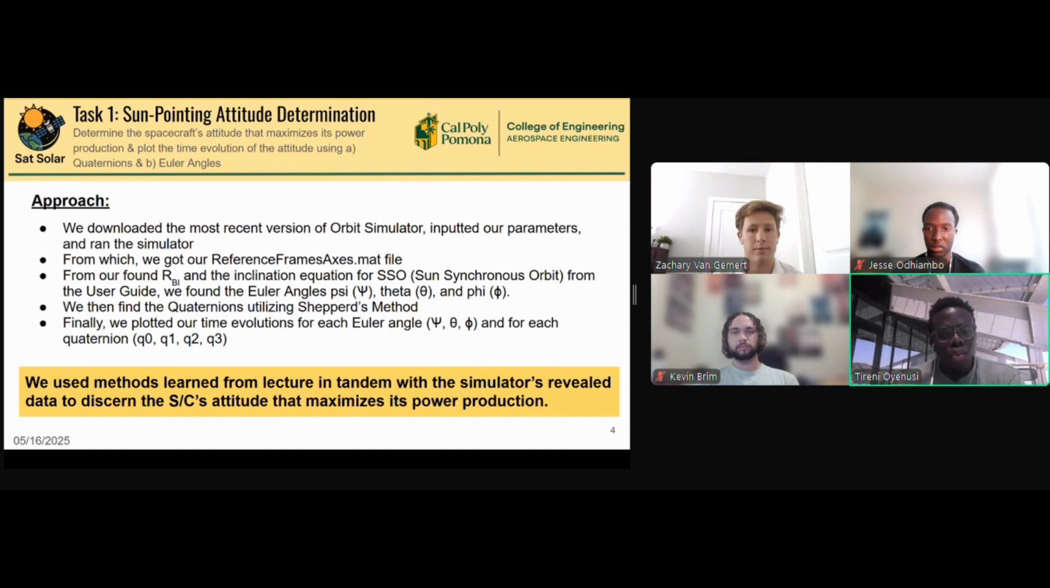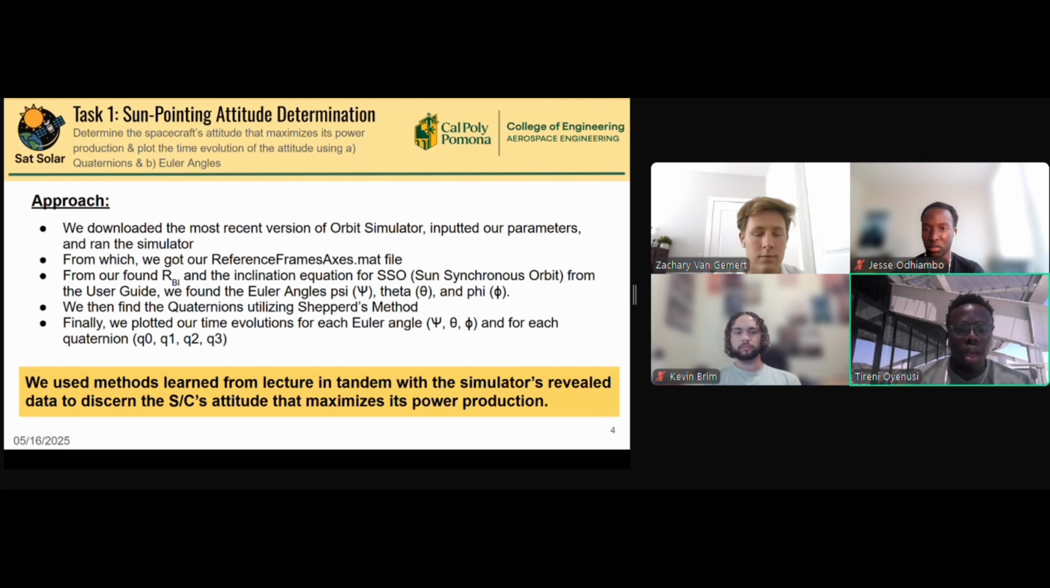All right, so for task one, our objective was to determine the spacecraft's attitude that maximizes its power production, and then plot the time evolution of said attitude using both quaternions and Euler angles. For our approach, we downloaded the most recent version of the OS, thanks to Professor Maja on the last slide, inputted our parameters, ran the simulator, got our data, and there we got a reference frame axes map file.